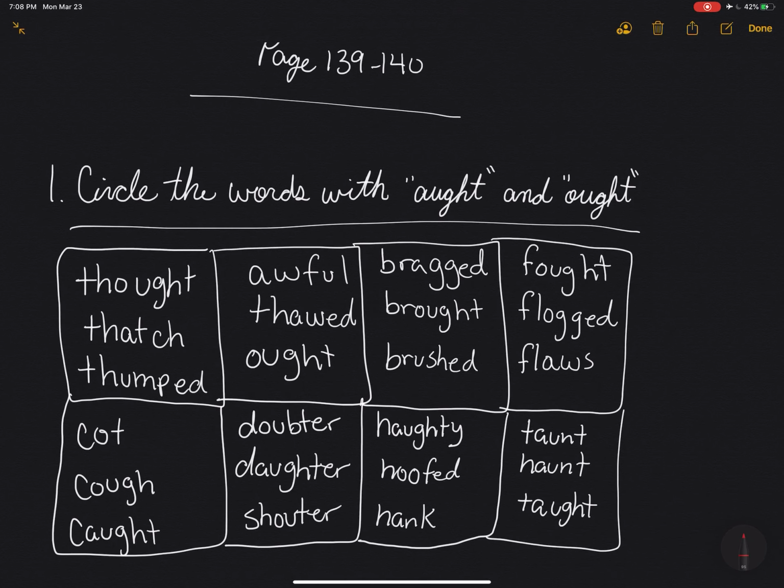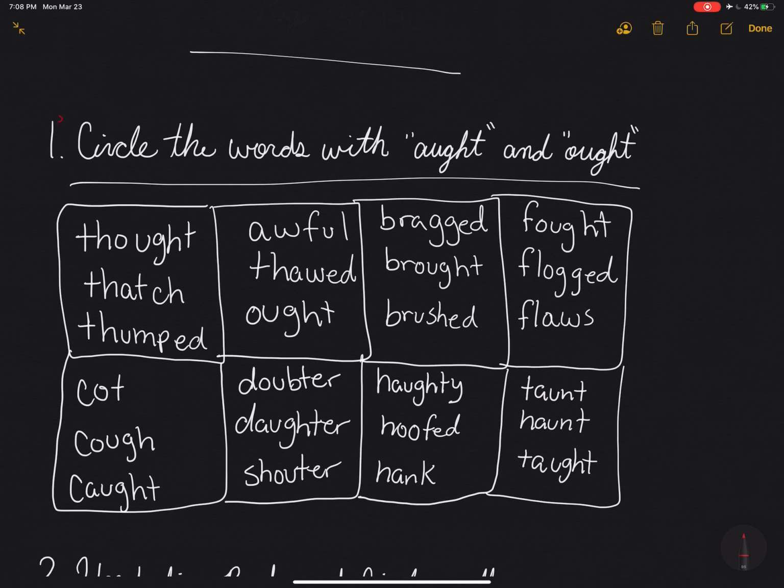That means wrong. Okay? So on the first section right here, it says to circle the words with ought and ought. As you know, ought has two different spellings. If you look, it's either A-U-G-H-T or O-U-G-H-T. Both sounds say ought. And in this section right here, it wants you to just look for these sounds, A-U-G-H-T or O-U-G-H-T.